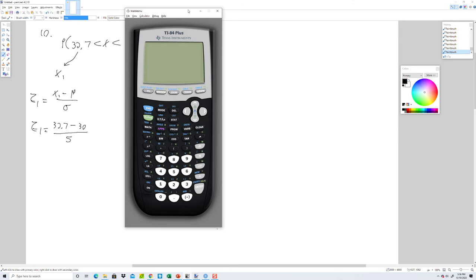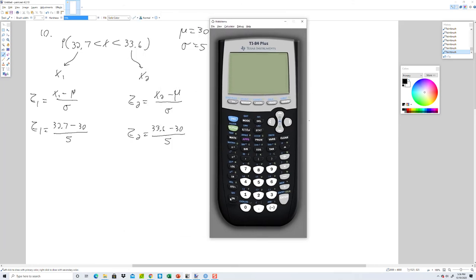So let's see. 32.7 minus 30 divided by 5 gives us 0.54.